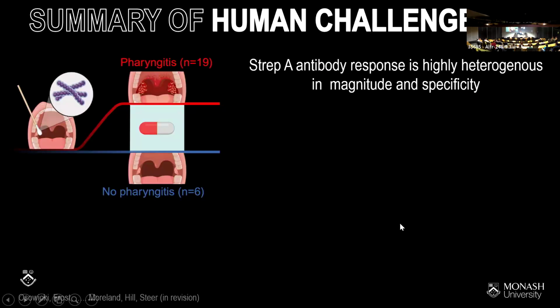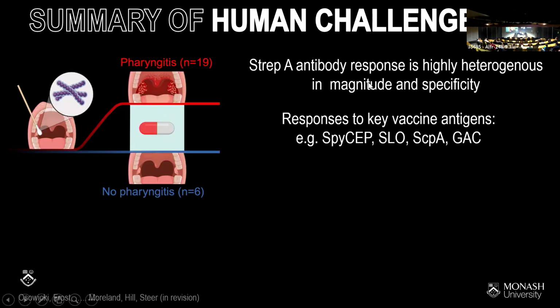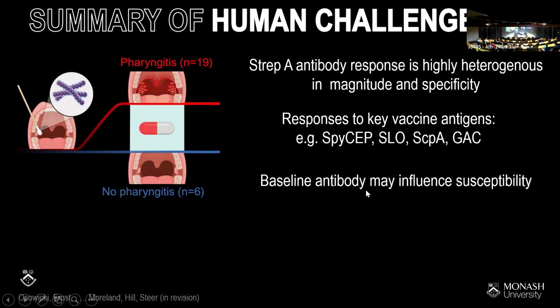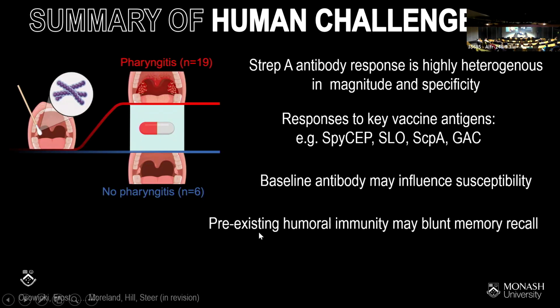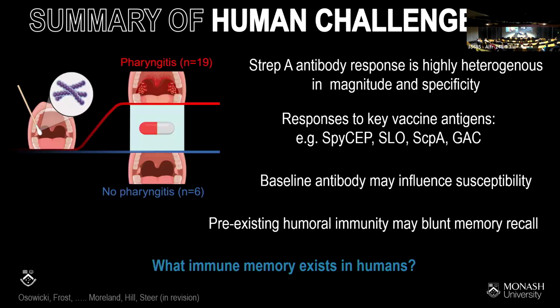So just to quickly summarize the human challenge aspects, we do see highly heterogeneous antibody responses in both their magnitude and specificity, but we are seeing responses to some of those key vaccine antigens. That baseline antibody may influence susceptibility, and that pre-existing humoral immunity may blunt memory recall. And I think that really emphasizes the importance of understanding what immune memory is there beyond serum antibodies, to the actual cells that will be maintained long term.